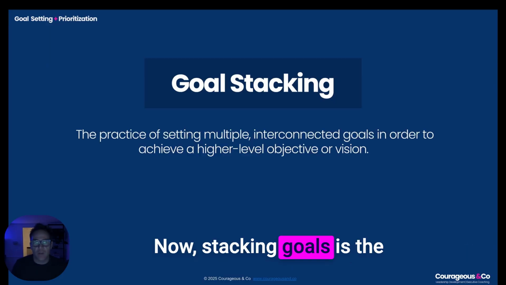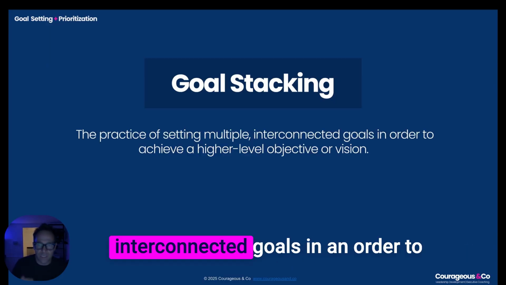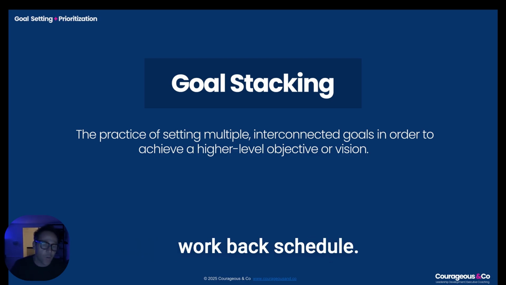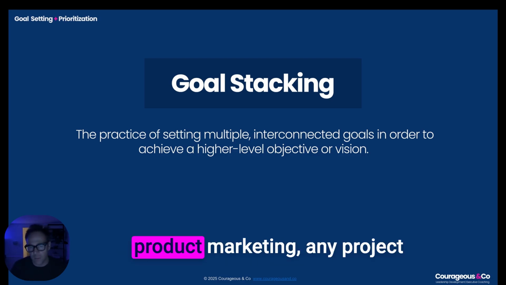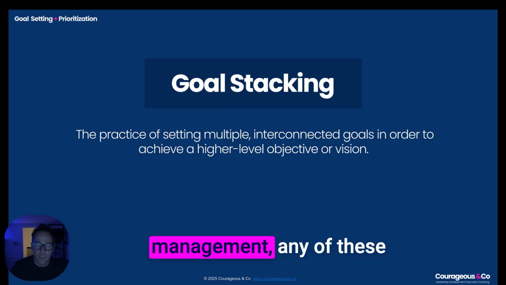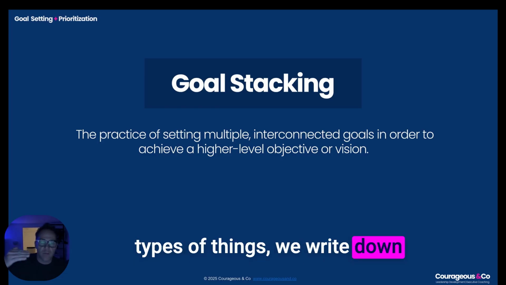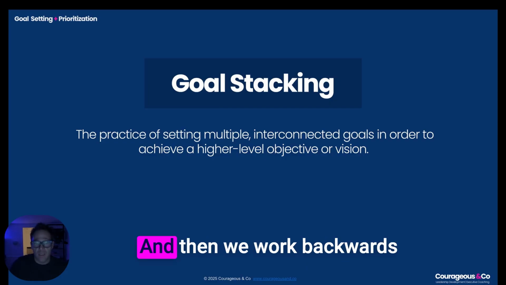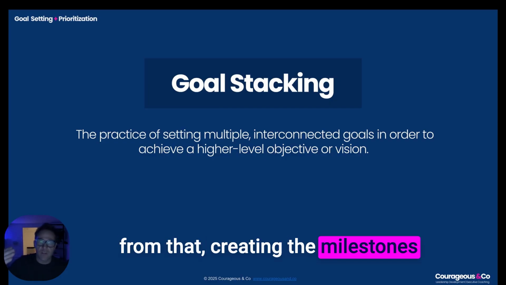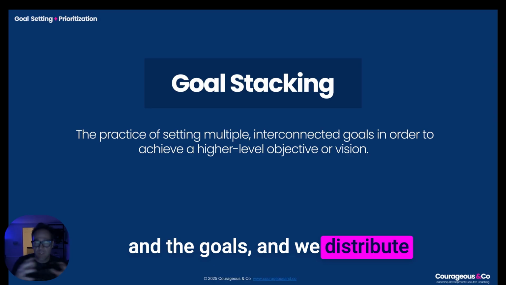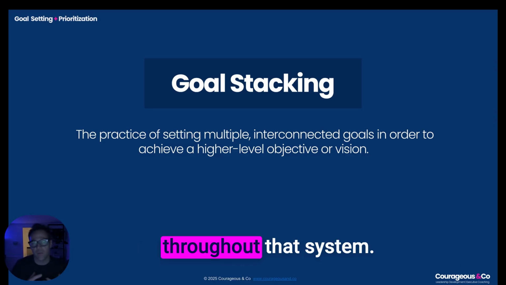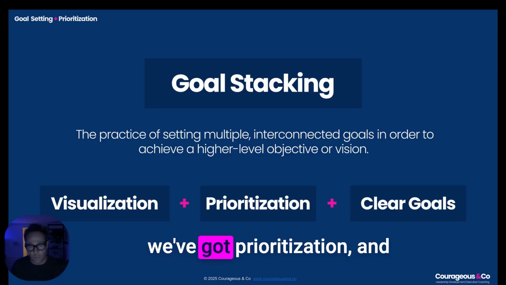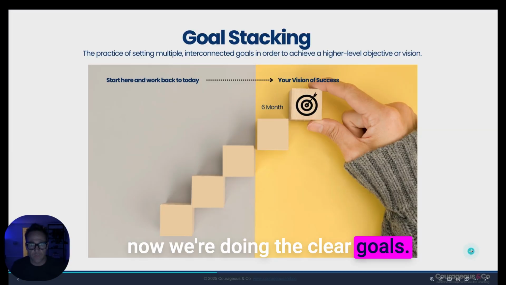Now, stacking goals is the practice of setting multiple interconnected goals in an order to achieve the higher level objective. It is essentially a work back schedule. If you've worked in any product marketing, any project management, any of these types of things, we write down what the objective is and the vision is in a level of detail. And then we work backwards from that, creating the milestones and the goals, and we distribute ownership and accountability throughout that system. It's a very similar process. So we've got visualization, we've got prioritization, and now we're doing the clear goals.